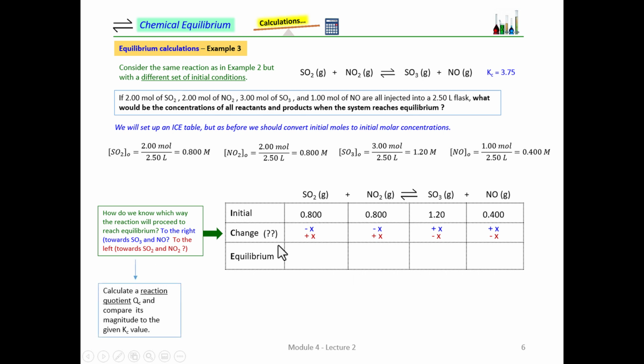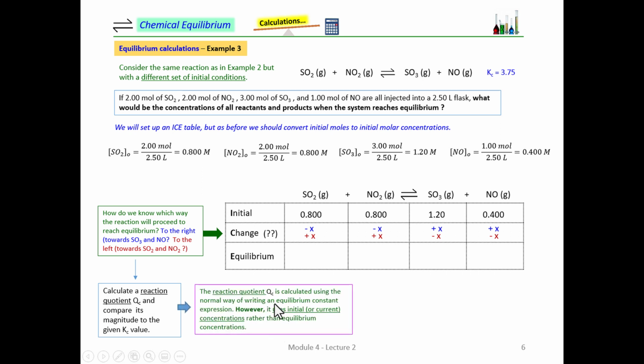In order to find out which way we should go, what you should do is calculate what's called a reaction quotient. We'll call it Qc here, and we'll compare its magnitude to the given Kc value. Well, what is a reaction quotient? A reaction quotient is calculated using the normal way of writing an equilibrium constant expression. However, it uses initial, or whatever the current concentrations are, rather than equilibrium concentrations. So for our situation here, the expression for Qc, the c here is because we're using concentrations in the expression, is the initial concentrations of reactants and products.